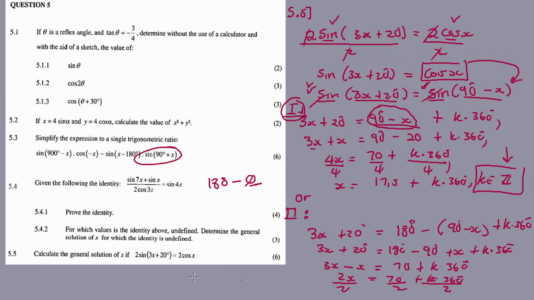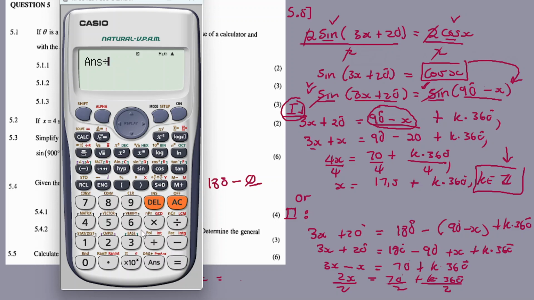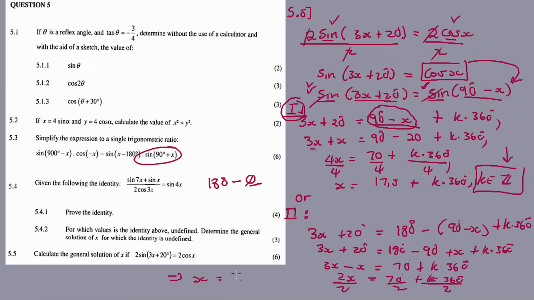Right, then we get x equal to, as the final answer here too. Isn't it the same? No, it's not. 70 divided by 2 is 35. So we have 35 degrees plus k times 360, k an element of integers. Now that is the answer here too, guys.